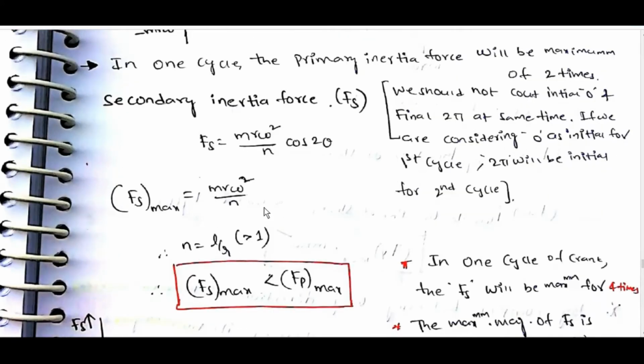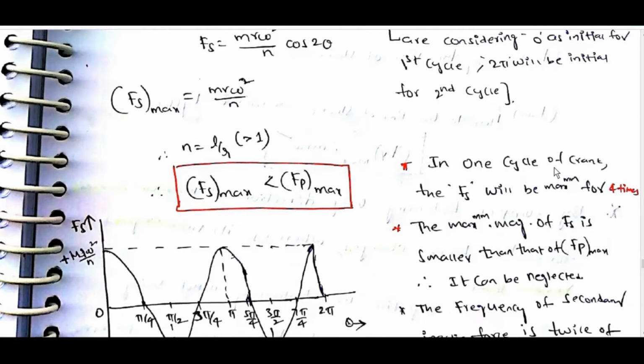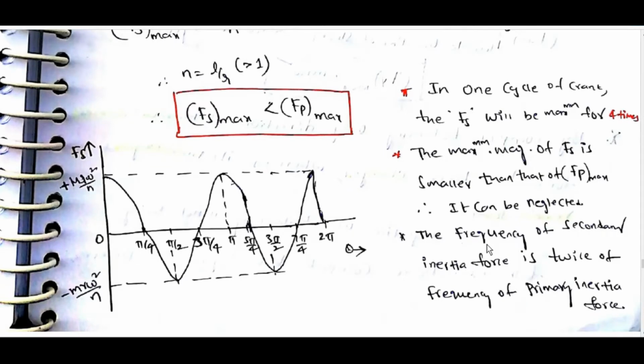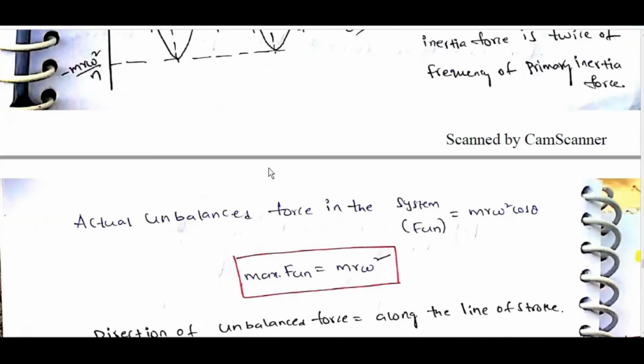Fs max is equal to m r omega square by n, where n is equal to L by R, greater than 1, so Fs max is less than Fp max. In one cycle of crank, Fs will be maximum 4 times. The maximum magnitude of Fs will be smaller than that of Fp max, so it can be neglected. The frequency of secondary inertia force is twice that of primary inertia force. From 0 to 2 pi, it will be like this: 4 times, 0, 1, 2, 3, 4. This should not be considered.